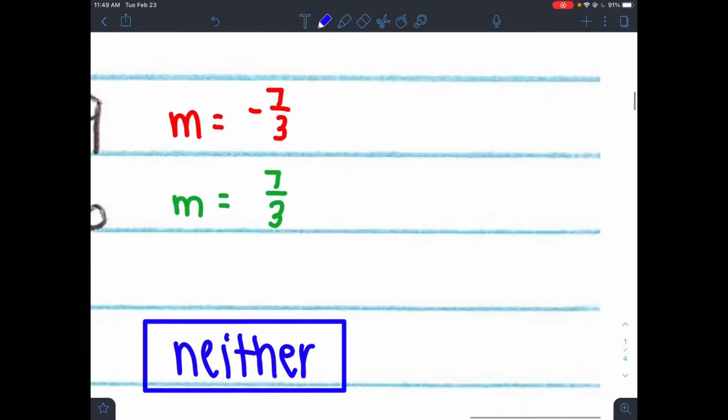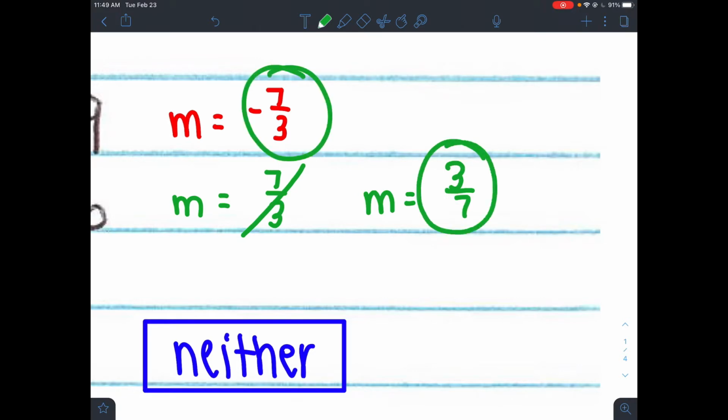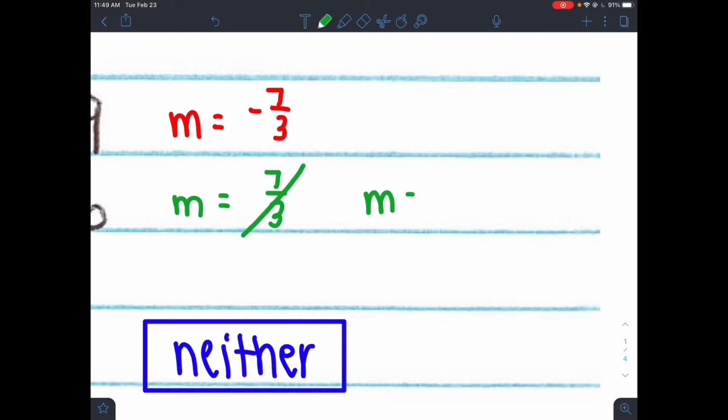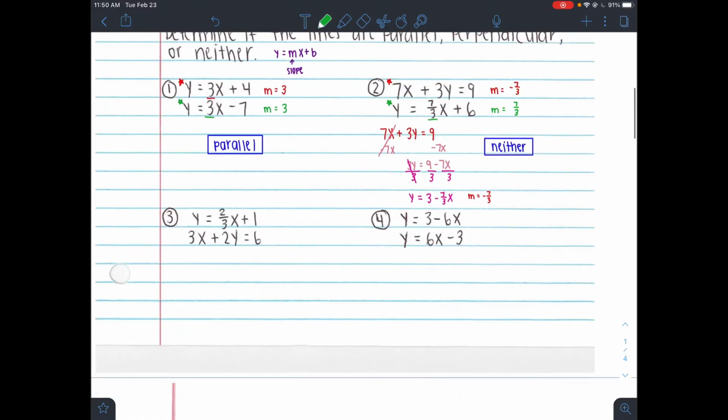Okay. If you wanted a perpendicular line, then the new slope would have to be negative or positive 3/7. These two would be perpendicular because they have to be opposite signs, but they also have to be flipped fractions. So the way it is right now, they're not perpendicular to each other. They're not even parallel. They're neither. They're just two lines that cross, but there's no special relationship in between them.